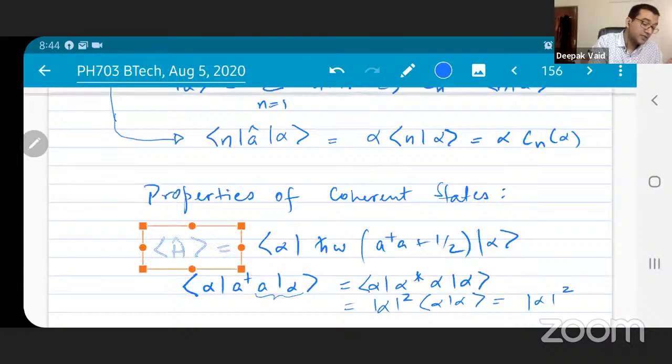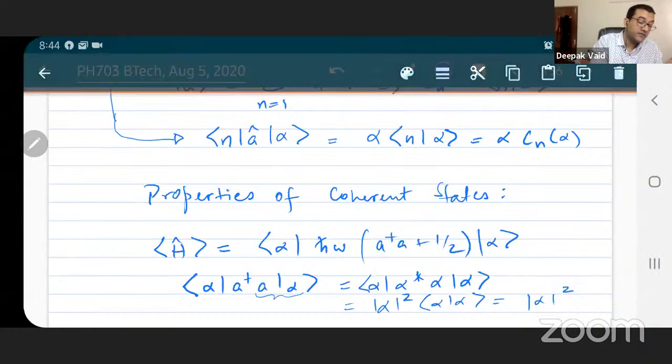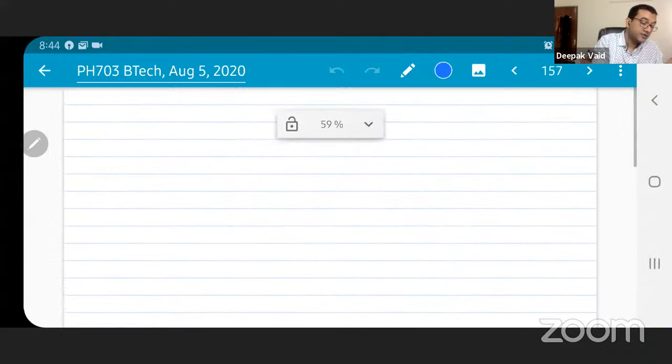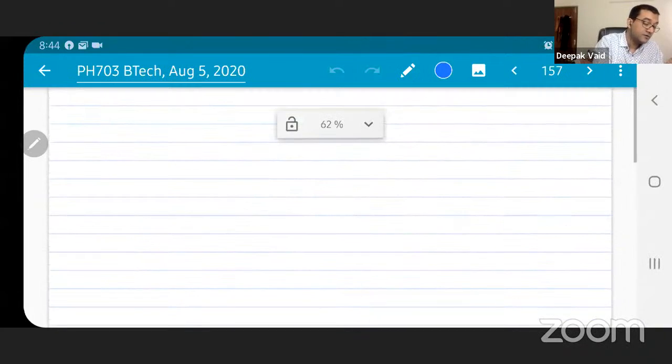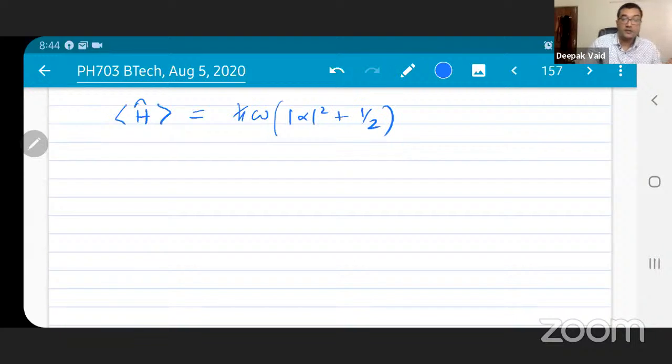So then what is the expectation value of this Hamiltonian operator? a†a will just give me |alpha|². This will just give me 1/2. And so I can write down that the expectation value of H is equal to ħω times (|alpha|² plus 1/2). Okay.